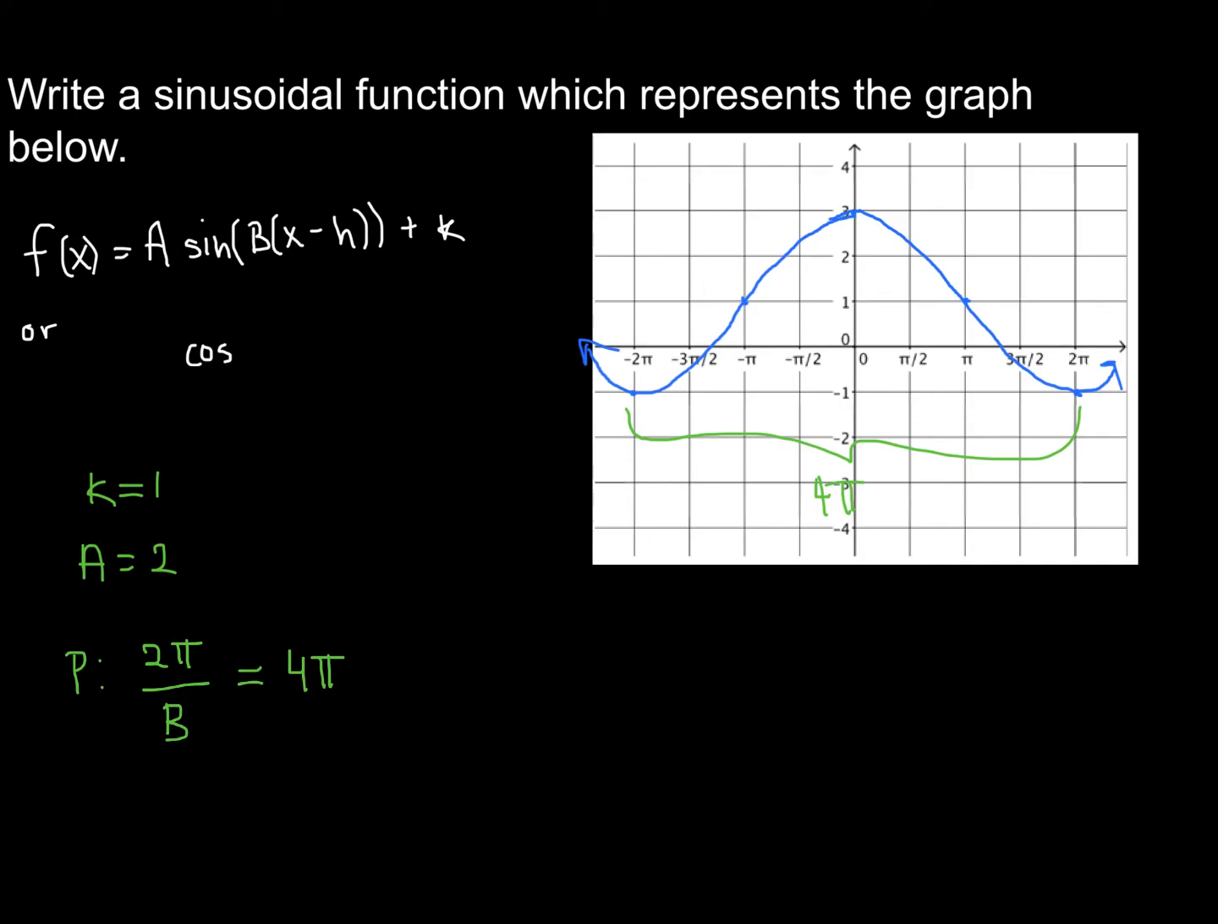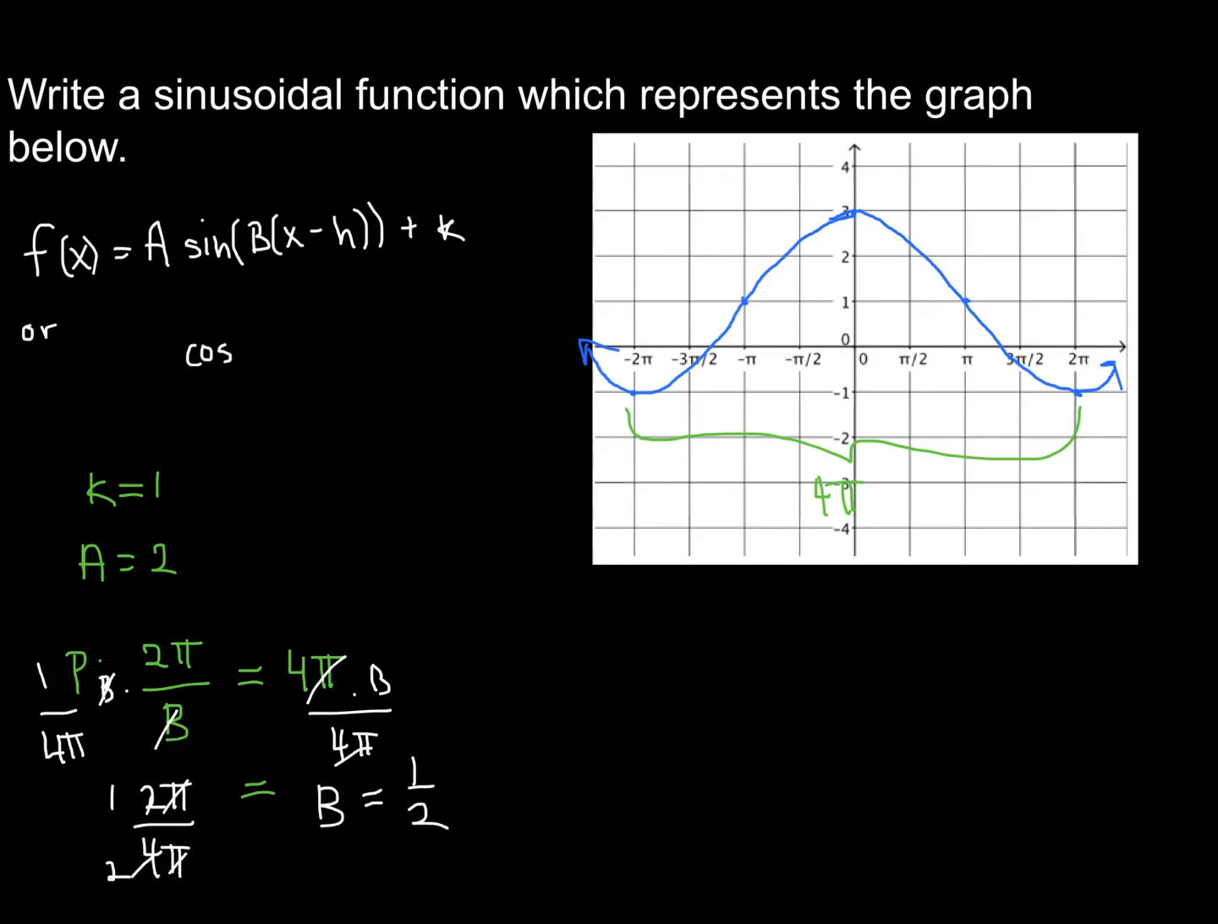To solve for b, we'll multiply by b on both sides and divide by 4 pi on both sides. And so what I end up with, I have 4 pi over 4 pi here, which is 1, so I'm left with b. Over here I have b over b, which is 1, and I'm left with 2 pi over 4 pi, and pi over pi is 1, 2 over 4 is 1/2, so my b value is 1/2. Okay, so b is equal to 1/2.